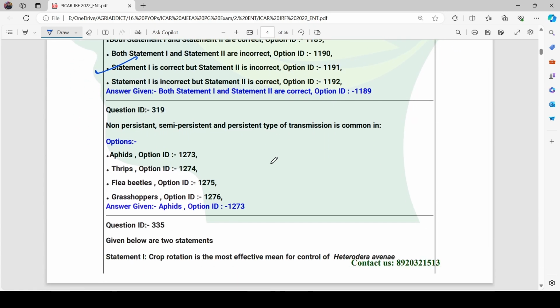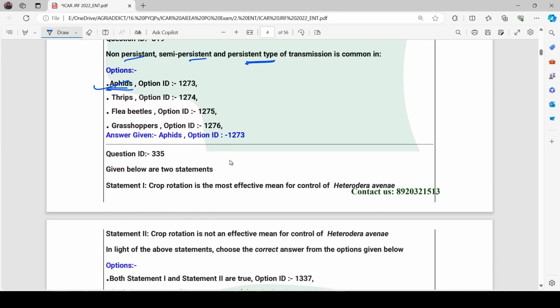Next question is, non-persistent, semi-persistent, and persistent type of transmission is common in aphids. Aphids are the most efficient vector of different viruses, and they transmit viruses by all three types of transmission, that is non-persistent, semi-persistent and persistent. For examples of the various transmission types, just go through the entomology treatise book. There all the examples of various viruses and families are very well given. Just go through that chapter.